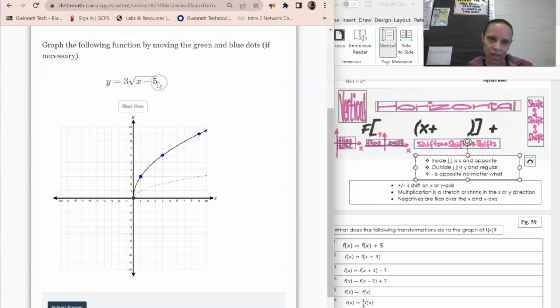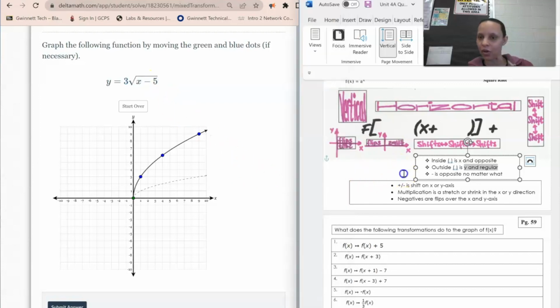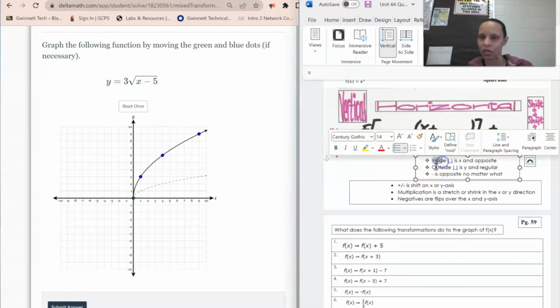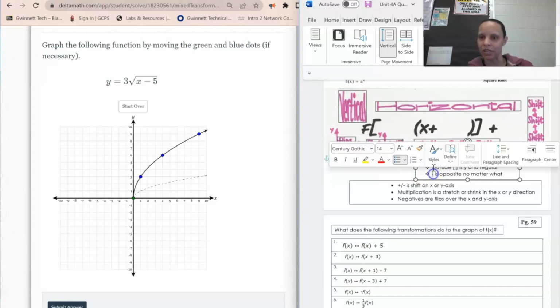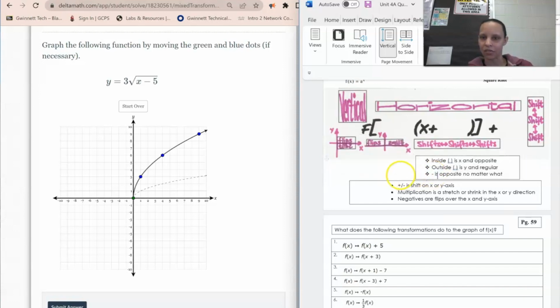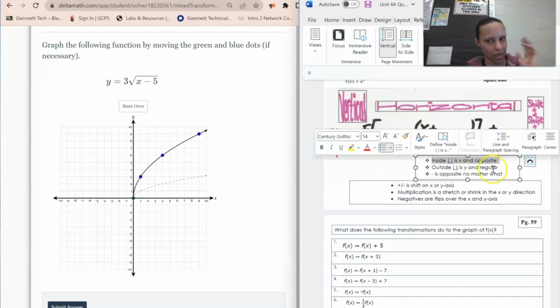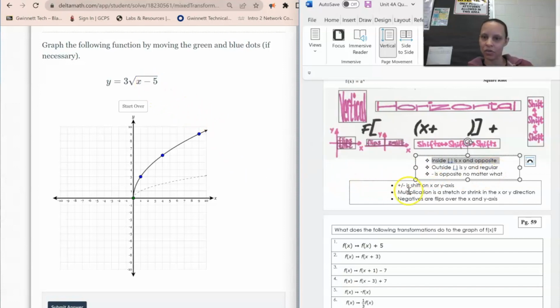Now I'm going to look at the inside. In the inside, what do I have? I have -5. Again, I go back to my notes and ask one of these questions: is it inside, outside, or is it a negative? It's inside, right? So inside is x and opposite. You need to keep that in mind. Then I go to the second question: am I adding or subtracting? I'm subtracting it, right?